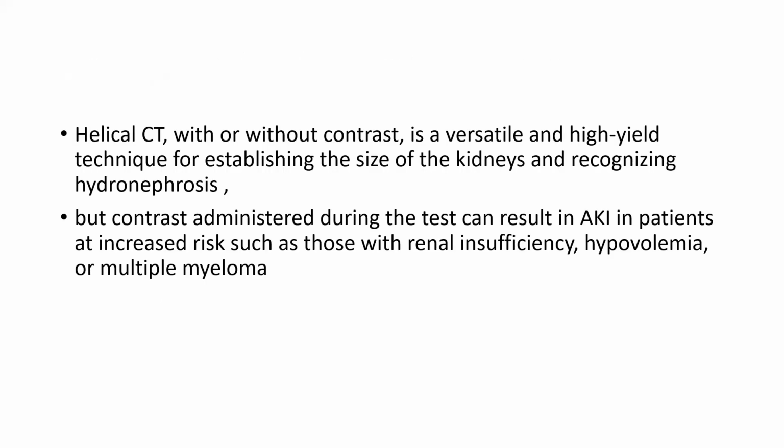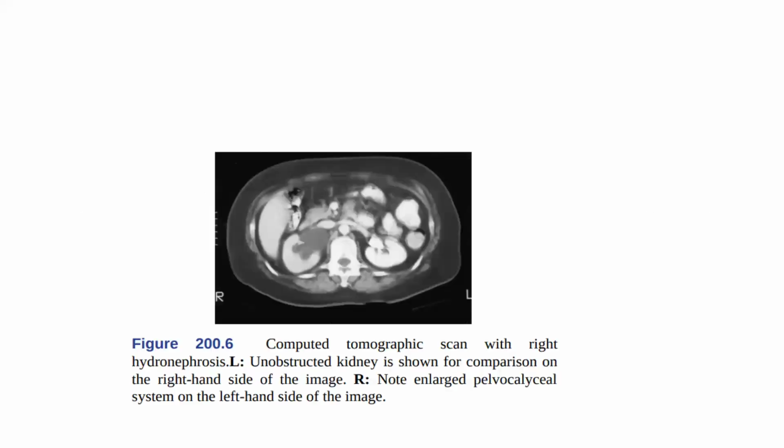So, helical CT, with or without contrast. It is a versatile and high-yield technique for establishing the size of kidneys and recognizing hydronephrosis. But contrast administered during the test can result in AKI in patients at increased risk, such as those with renal insufficiency, hypovolemia, or multiple myeloma. So this is the computed tomography scan with right hydronephrosis. The unobstructed kidney is shown for comparison on the right side of the image. Note the enlarged pelvicalyceal system on the left side of the image.